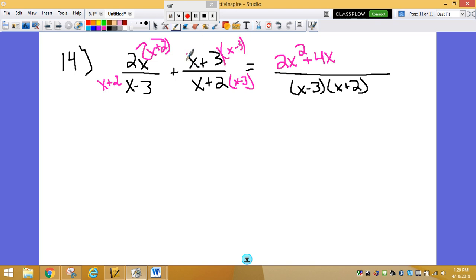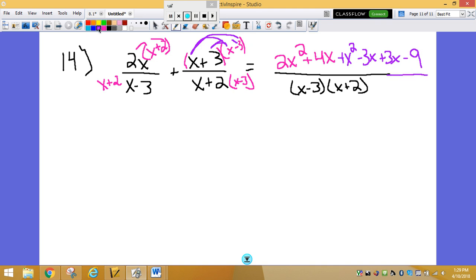Okay. So what we have here is, you might have been taught FOIL, you might have been taught double distribution, doesn't matter. They're both the same thing. So I'm going to take this x, and I'm going to distribute it to both. So x times x is x squared. x times 3 is 3x. I'm going to take this 3, and I'm going to distribute it to both. So 3 times x is 3x. 3 times 3 is 9.